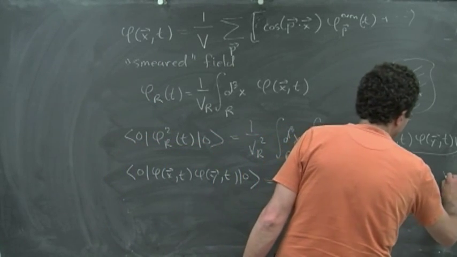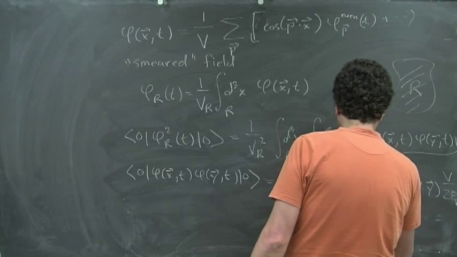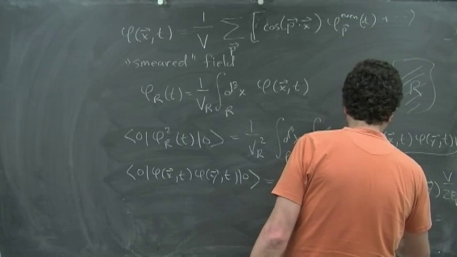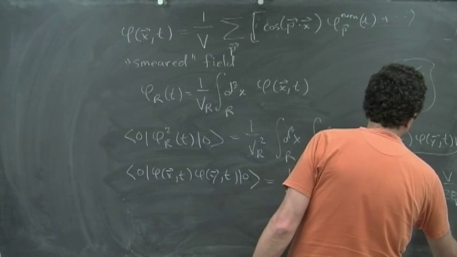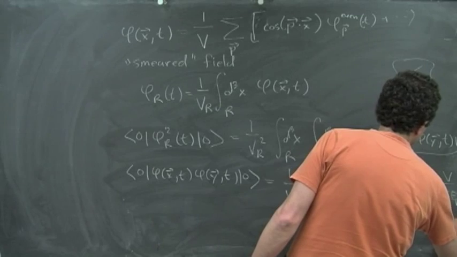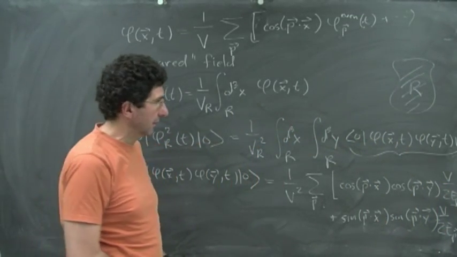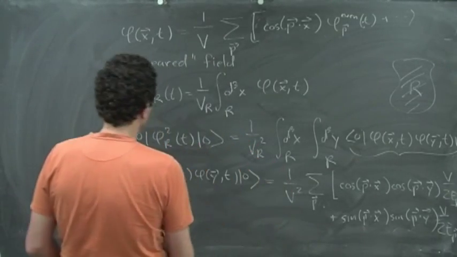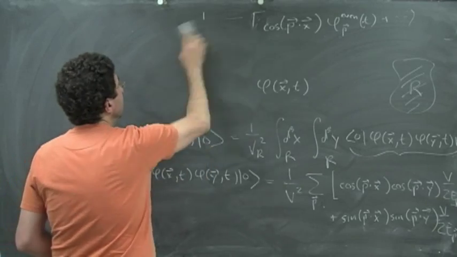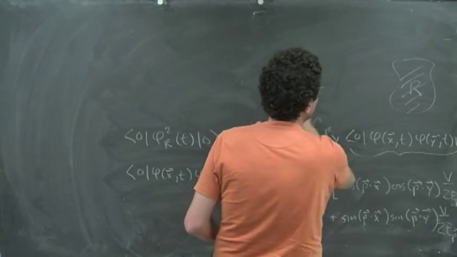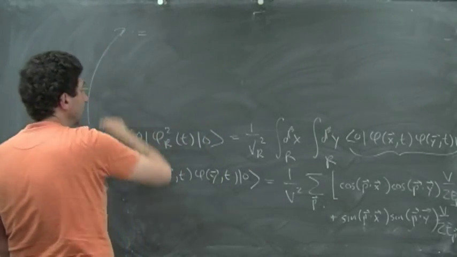And then we're going to get our factor of V over 2 E_p, and then we're going to get the same thing with sines: sine p dot x, sine p dot y, and again with the 2 V over 2 E of p, okay, like this. And once again, that simplifies, so now let me erase this, and continue up here.